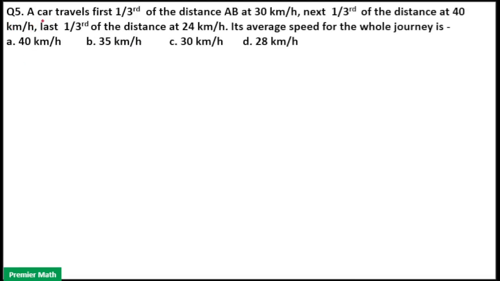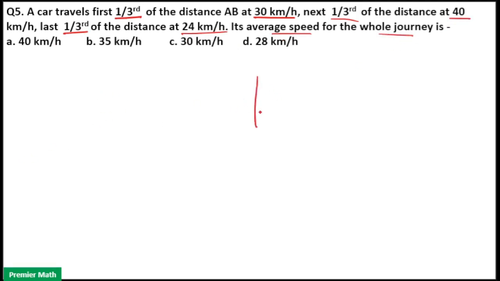Next is question number 5. A car travels the first one-third of the distance AB at 30 km per hour, the next one-third of the distance at 40 km per hour, and the last one-third of the distance at 24 km per hour. Its average speed for the whole journey is.